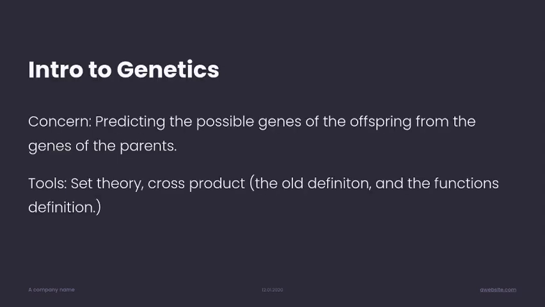So first, the main concern that we'll be having in developing this model would be predicting the possible genes of the offspring through the genes of the parents. So given a set of genes that the parents have, I want to know what possible set of genes the offspring could have. The tools that we'll be using are set theory and cross product, both the old definition and the functions definition, which were explained in previous videos and in previous classes.